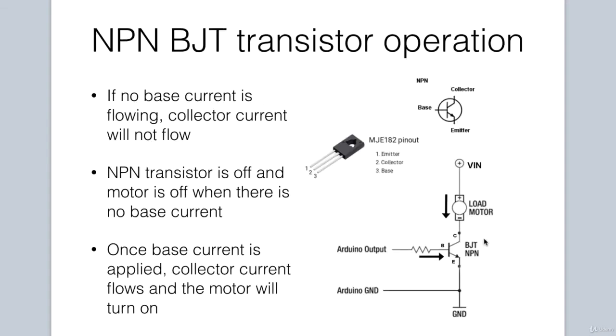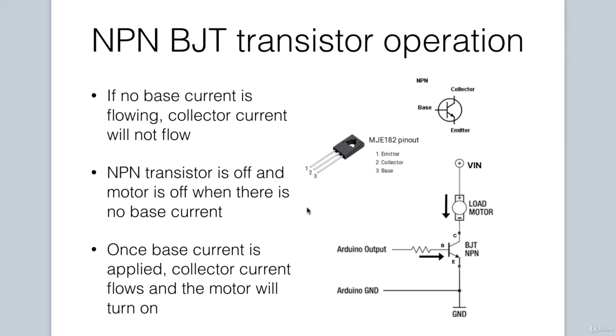Let's take a look in more detail at how a transistor operates. We are using an NPN bipolar junction transistor, or NPN BJT for short. Another type of transistor is a PNP transistor. The difference between these two lies in the direction of the base current and how it has to be applied to turn on the transistor.